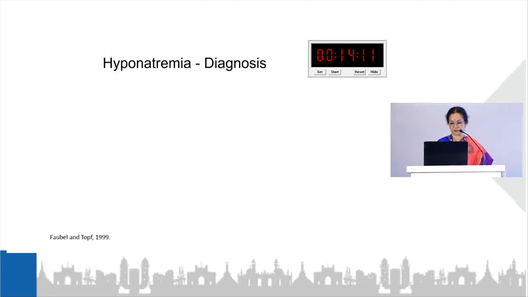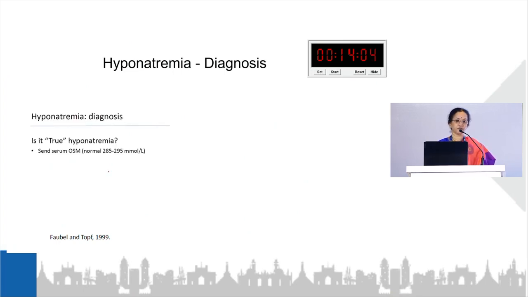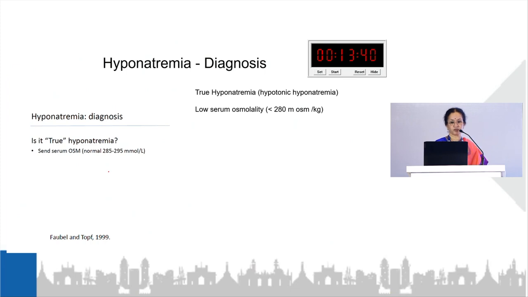Now, when we say the plasma sodium is low, the first thing that we need to look at is the serum osmolality. The physiology is that the plasma sodium is the main determinant of the plasma osmolality. So by and large, when the serum sodium is low, the serum osmolality is low. That is the rule. So in a true hyponatremia, the first thing you need to look at is the serum osmolality, which will be low.